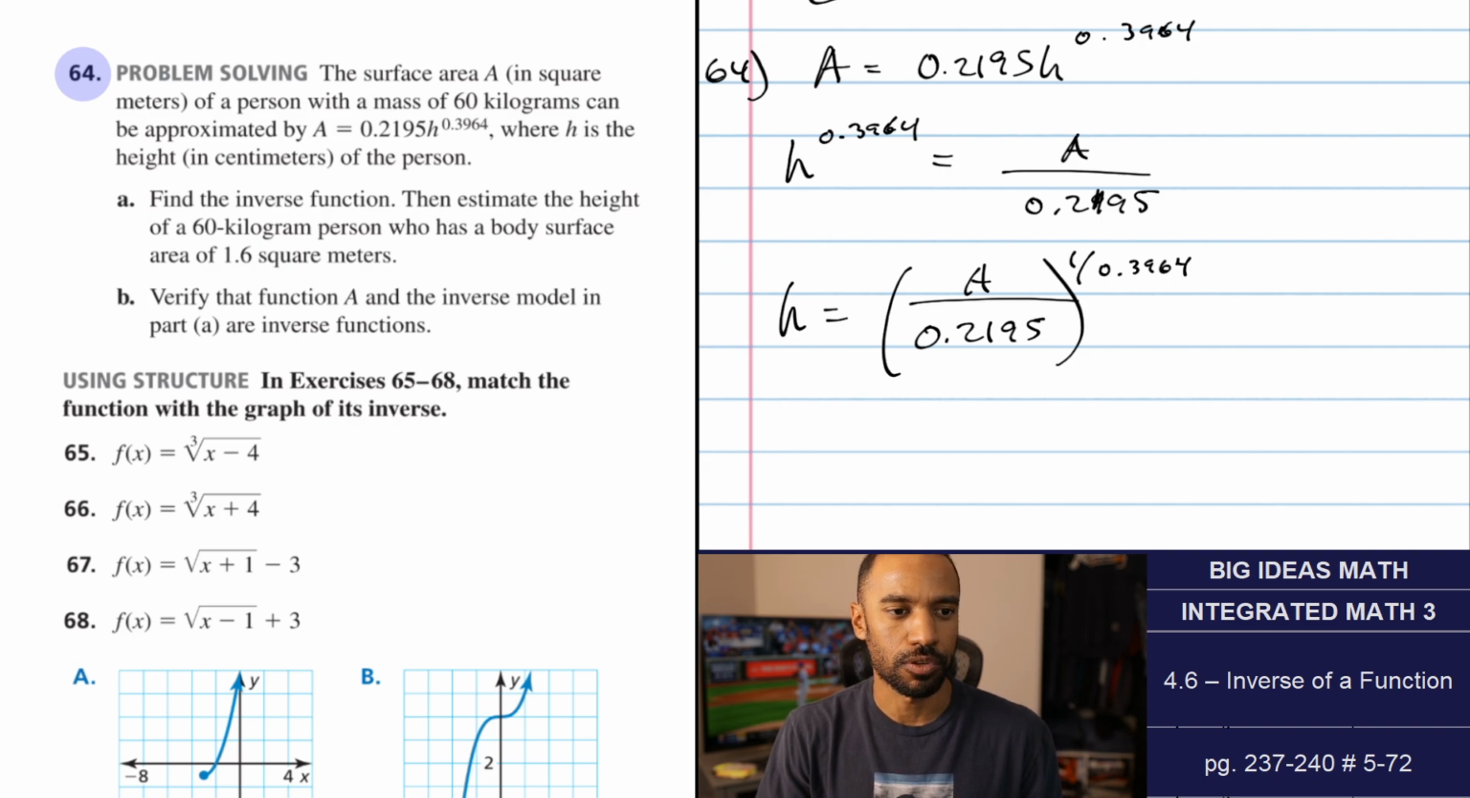Now, I don't think either of those numbers have clean division with them themselves to get a better simplified appearance of that. Let me check. 1 over 0.3964.